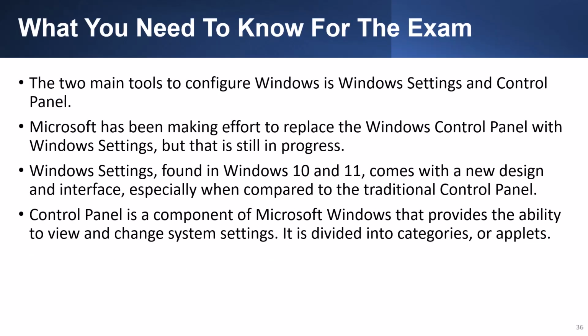In summary, the two main tools to configure Windows are Windows Settings and Control Panel. Microsoft has been making an effort to replace the Windows Control Panel with Windows Settings, but that is still in progress. Windows Settings found in Windows 10 and 11 comes with a new design interface, especially when compared with the traditional Control Panel. Control Panel is a component of Microsoft Windows that provides the ability to view and change system settings. It is divided into categories or applets.